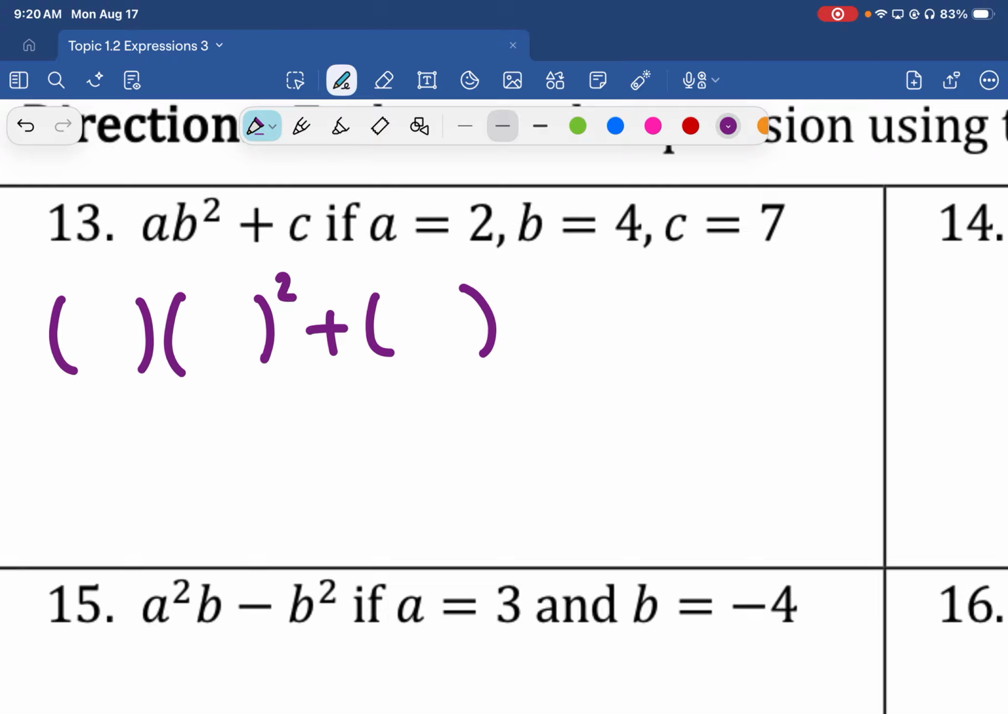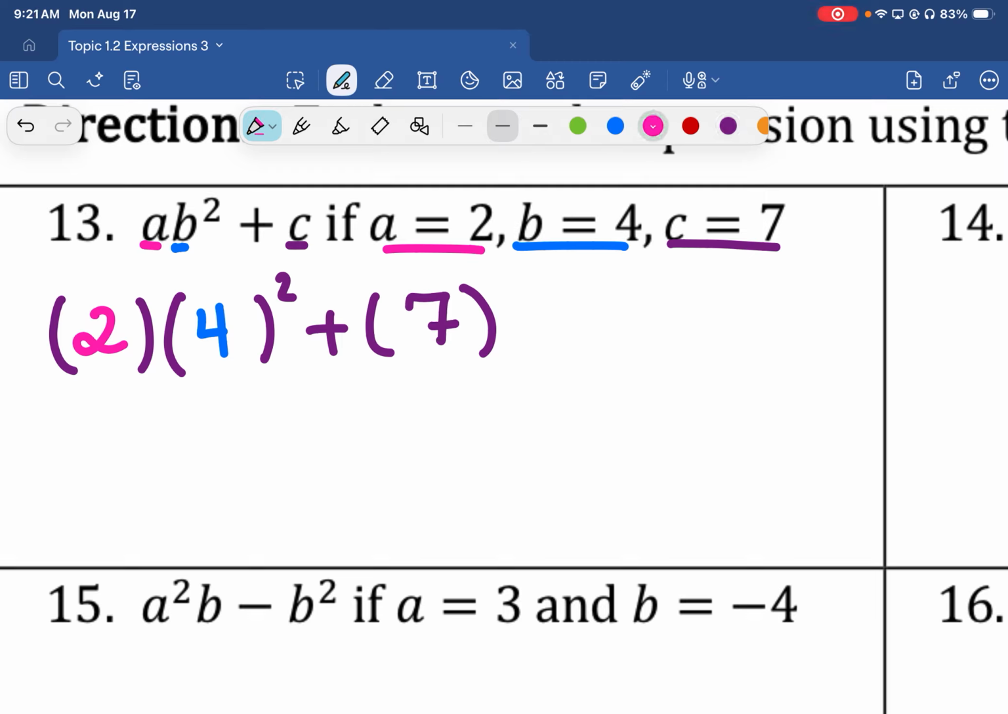What do I need to plug in first here? 2, because that is our A. Then what do we need to plug in? 4, because that is our B. And then what do we need to plug in for C? 7.